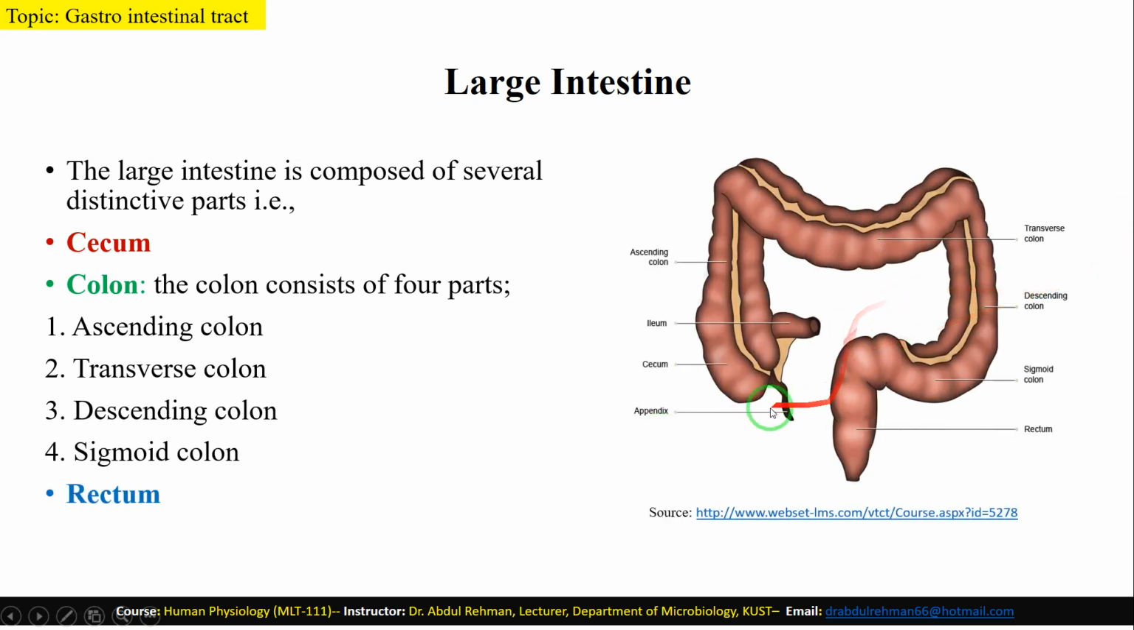Here you can see this is the cecum region that is in connection with the small intestine, and the cecum is also connected with the ascending colon, transverse colon, descending colon, sigmoid colon, and at the end there is the rectum. So we will discuss these different parts of the large intestine in detail.